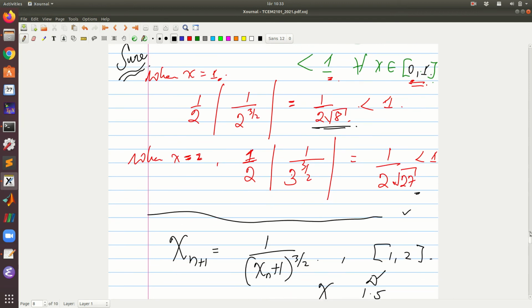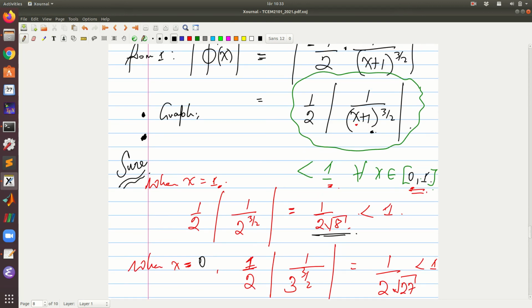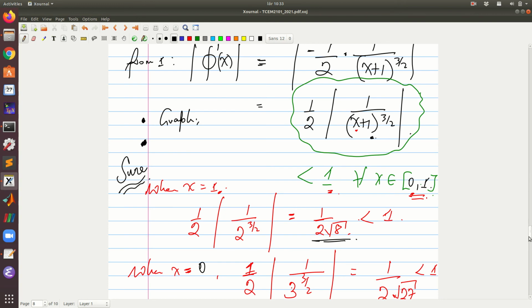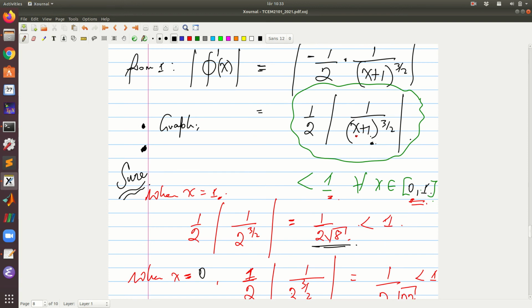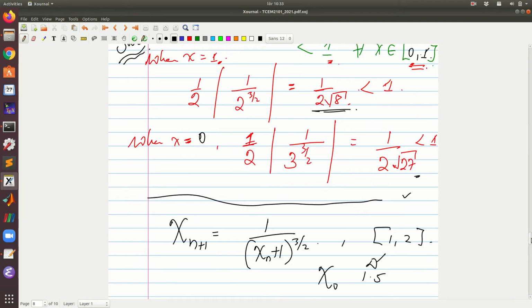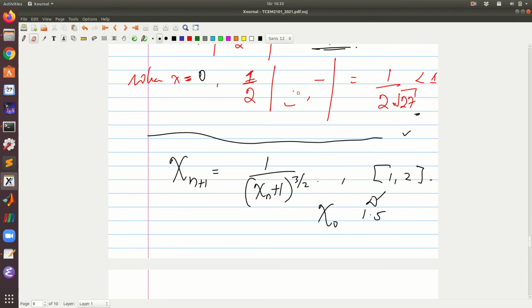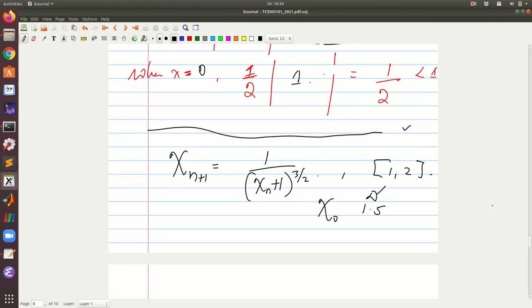Now when x equals 0, what do we have? It is 1/2 times 1, because when x equals 0, this is 0 plus 1, that is 1. 1 divided by 1 is 1, then 1 raised to the power n is still 1, so we have 1/2 times 1, which still gives us 1/2, which is less than 1. Then all the other arguments we have been trying to make still hold. So this interval is 0 1.